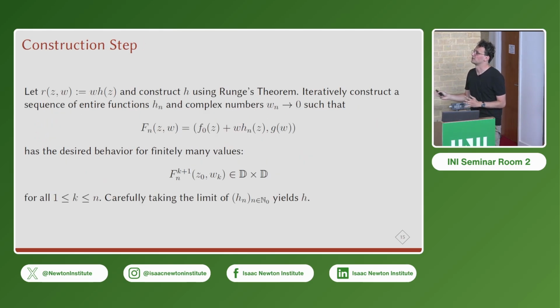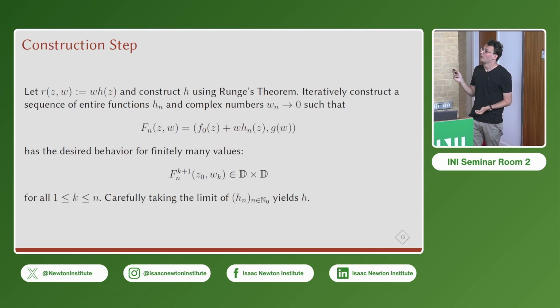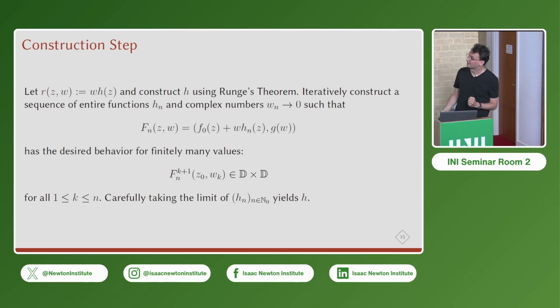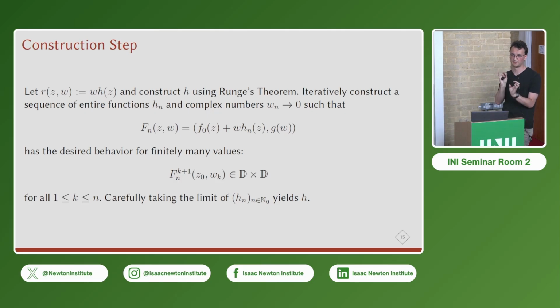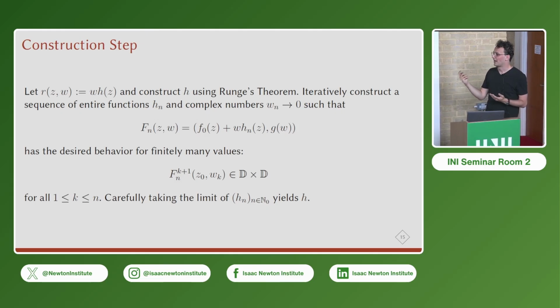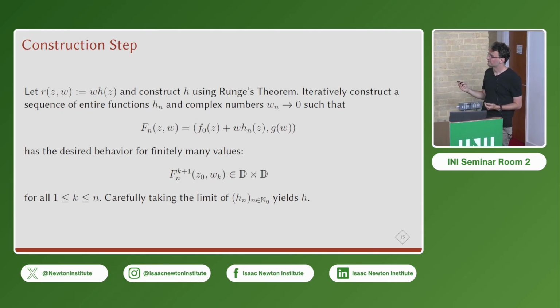So how do we do the actual construction? We want to use Runge's theorem, which is one-dimensional complex approximation. Our perturbation is two-dimensional, so we make a slight simplification. We write our perturbation as W times H. So we don't have a lot of interaction between W and H. And then we construct H, a one-dimensional function.